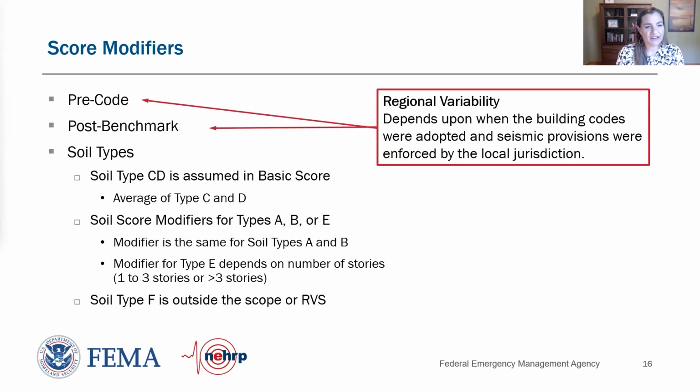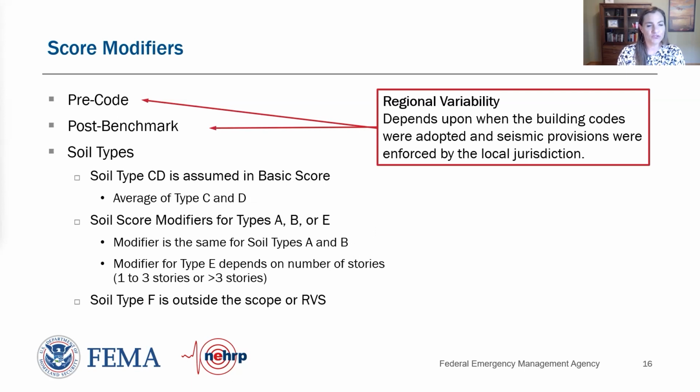There's also score modifiers based on the age of the building. So pre-code is going to be for buildings that were constructed before codes were adopted. And so the year that pre-code is based on is going to vary a lot by where you are located in the country and when your particular community adopted codes.